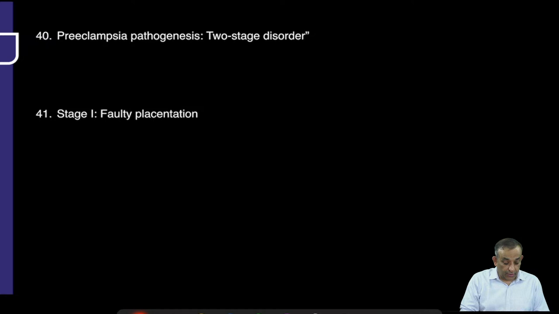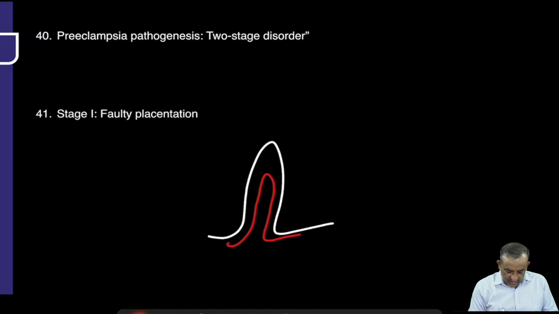Preeclampsia pathogenesis. Preeclampsia is a two-stage disorder. Please remember, now we are asking you a lot about preeclampsia. I've tried to give you some pictures in this small revision kind of class also. The first stage is faulty placentation. Faulty placentation means the villi, which have blood vessels, and these blood vessels are invaded and replaced by trophoblast. This happens after 20 weeks. This is what is known as a normal thing.